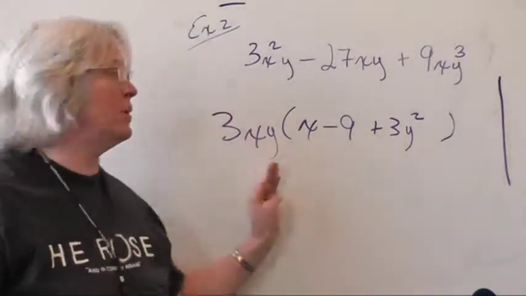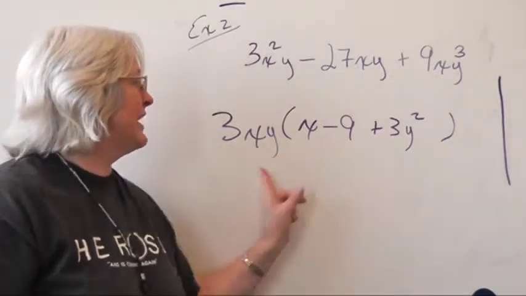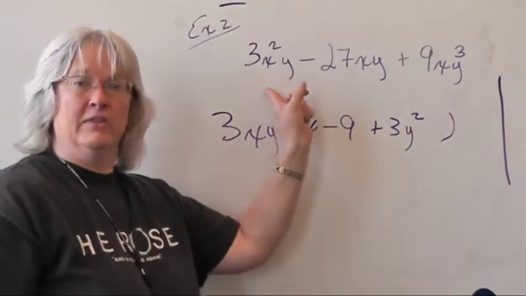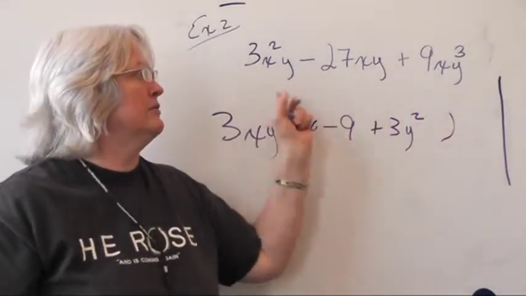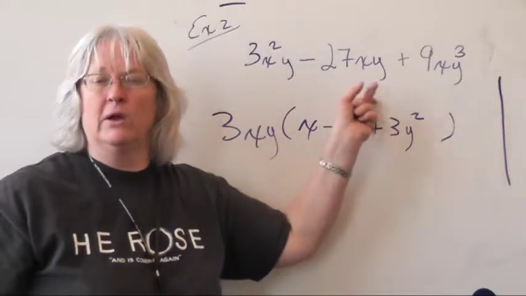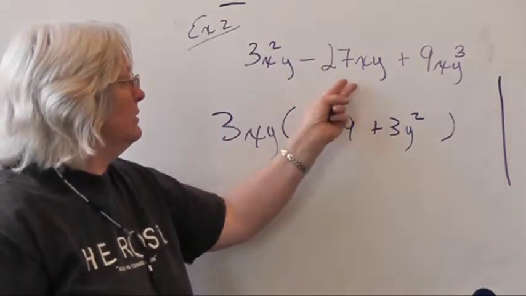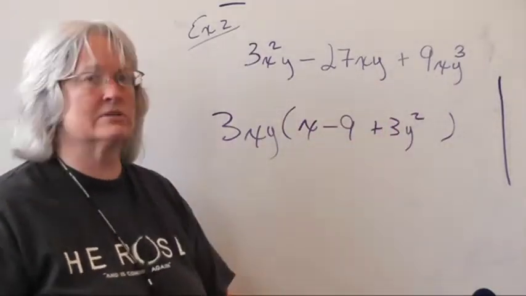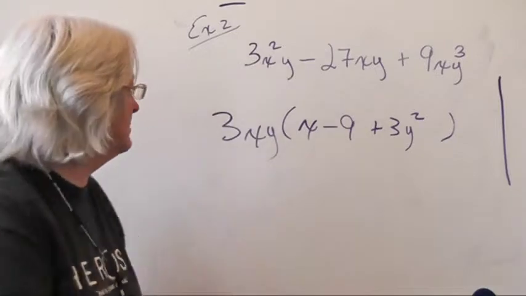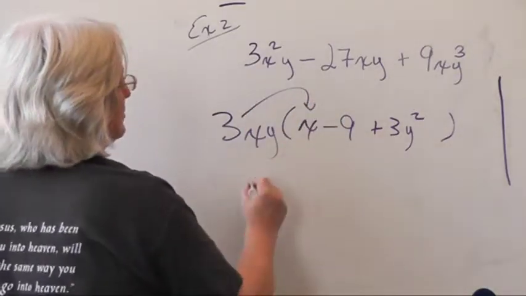3xy times the quantity x minus 9 plus 3y squared is the factored form of this trinomial here. Now I'm very deliberately, very consciously, very repeatedly reading these terms using the proper vocabulary. You say, well, Miss Betsy, that just doesn't make any sense to me. Well, what is 3xy times x?